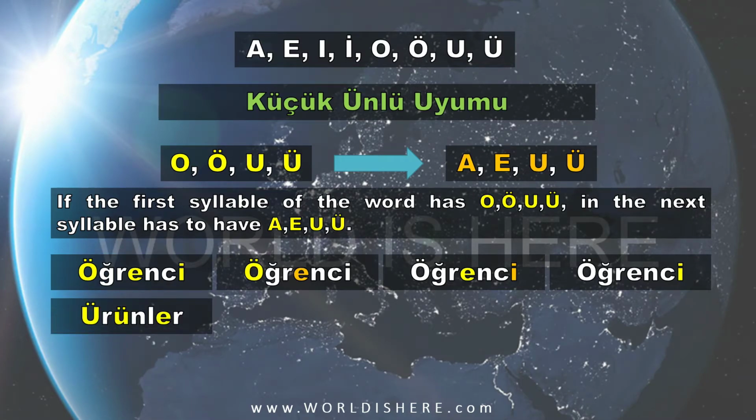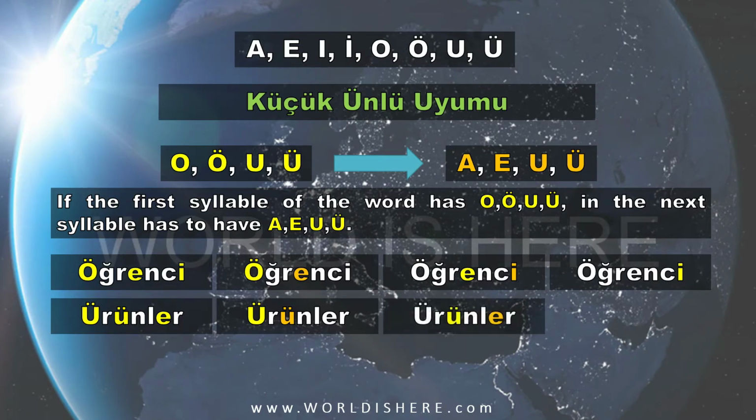Ürünler. Ürün means product. And ürünler, products. The first letter is Ü. So in that case, after Ü has to be A, E, U, Ü. And I'm checking. Yes, there is Ü again. So right now I have Ü. After Ü has to be A, E, U, Ü. And I'm checking again. And yes, there is E. The rule is working. Understand?